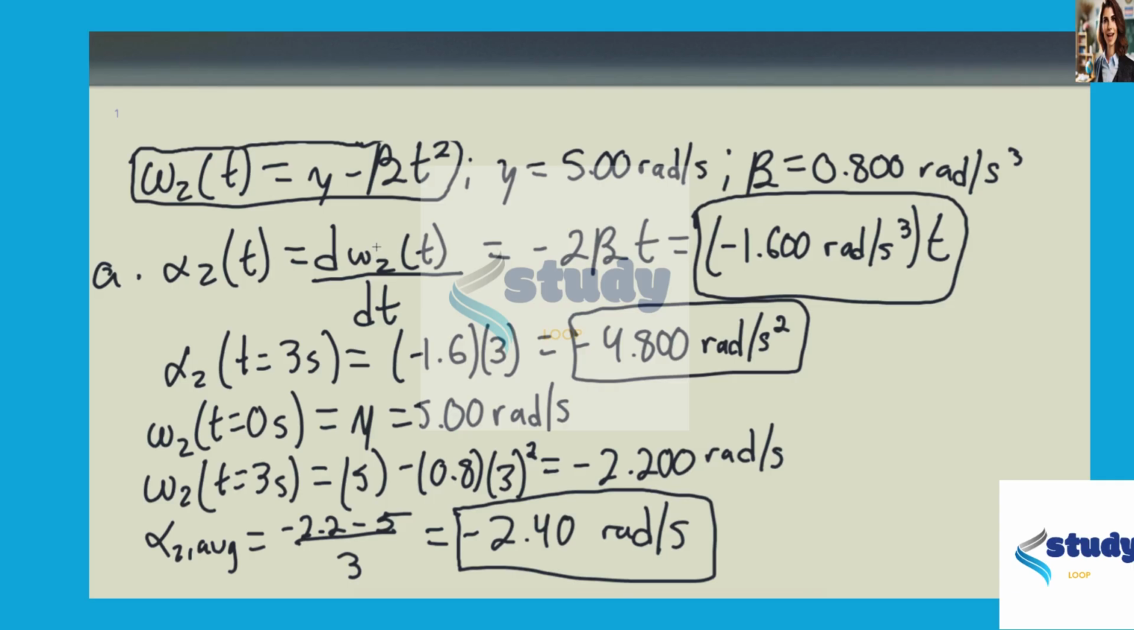Again, the slope of the angular velocity graph, or the angular acceleration, is not going to be constant. It's not modeled by a linear function. So again, those averages are going to be different than the instantaneous angular accelerations that are found.